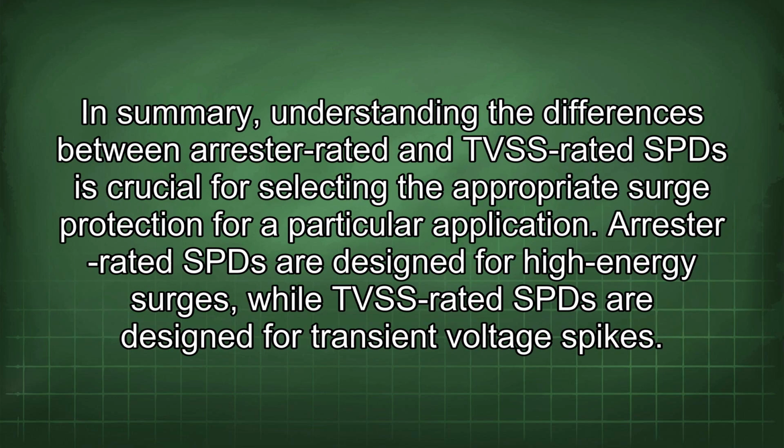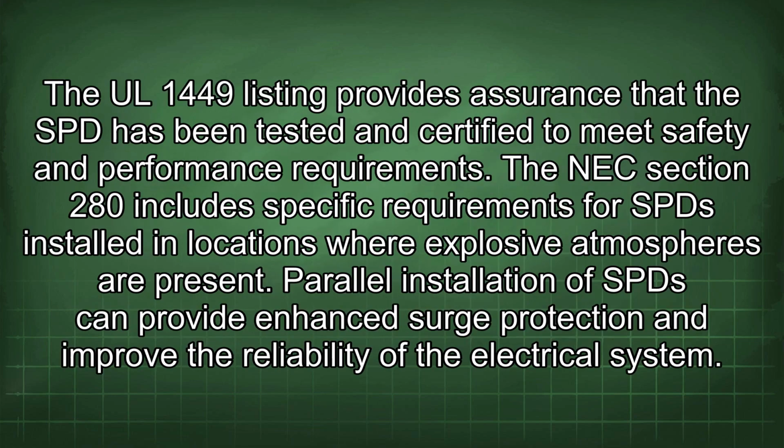In summary, understanding the differences between arrestor-rated and TVSS-rated SPD is crucial for selecting the appropriate surge protection for a particular application. Arrestor-rated SPD are designed for high-energy surges, while TVSS-rated SPD are designed for transient voltage spikes. The UL 1449 listing provides assurance that the SPD has been tested and certified to meet safety and performance requirements. The NEC Section 280 includes specific requirements for SPD installed in locations where explosive atmospheres are present. Parallel installation of SPD can provide enhanced surge protection and improve the reliability of the electrical system.